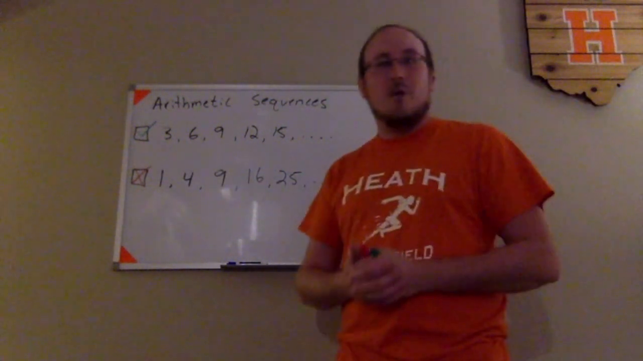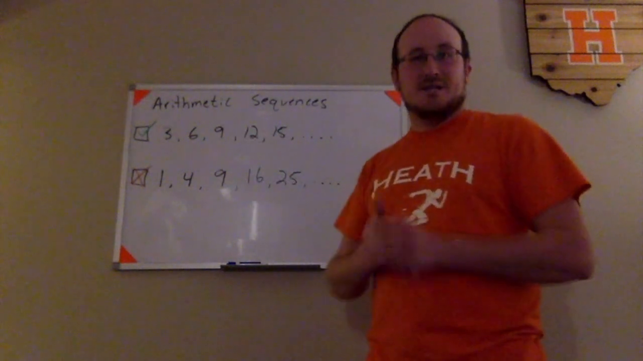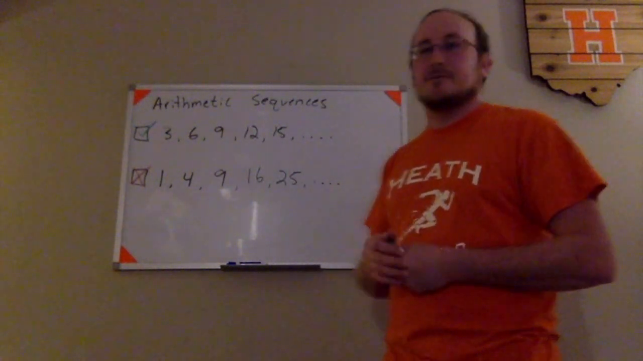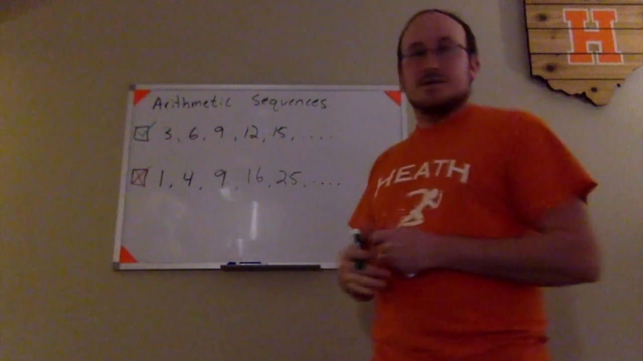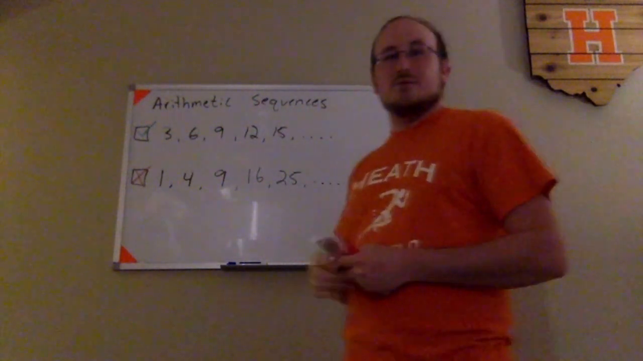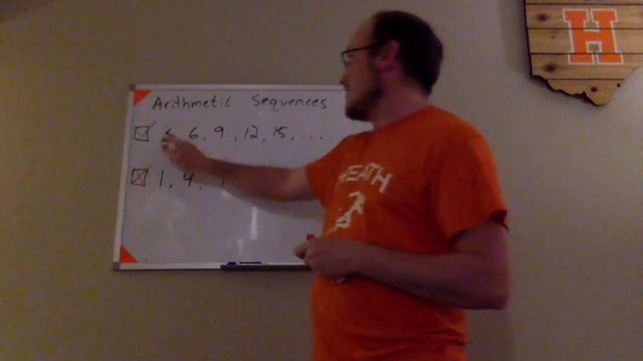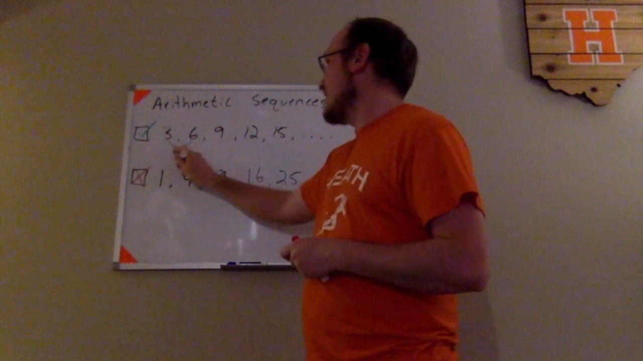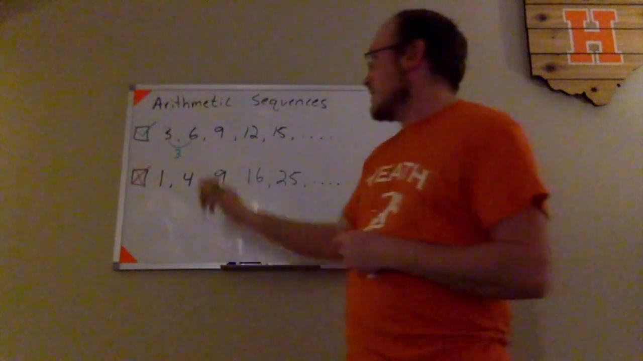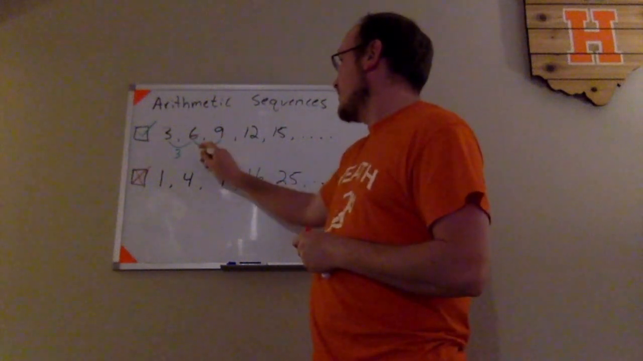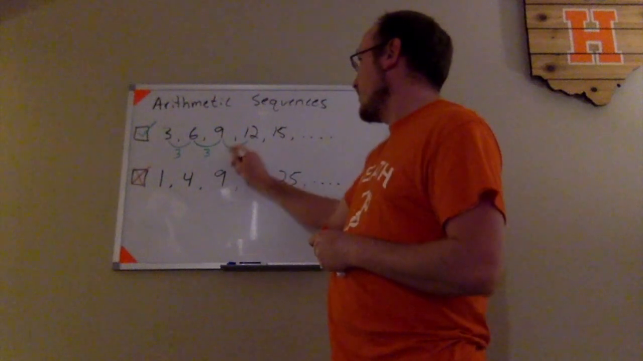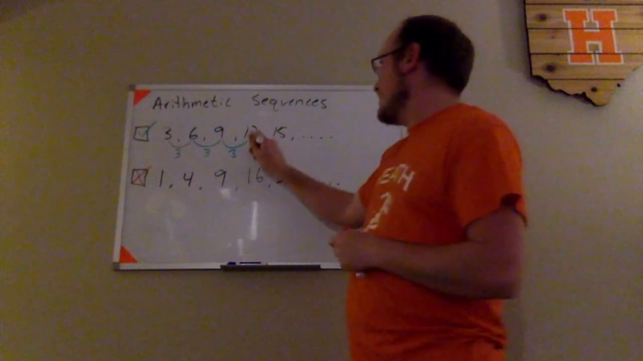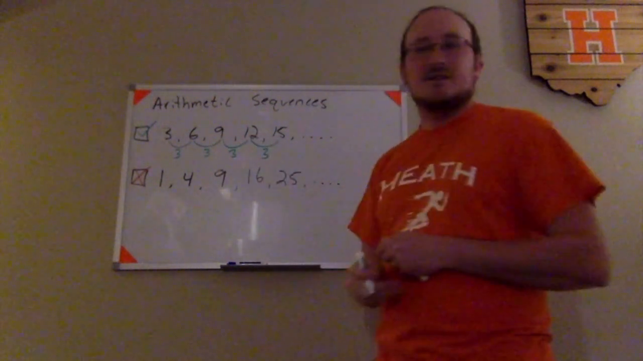But let's talk about why the first one is an arithmetic sequence and what we're looking for to determine if it is an arithmetic sequence. So when I look at this first sequence, I'm looking at the difference between the terms. To go from the first term to the second term, I have a difference of 3. And from the second term to the third term, I also have a difference of 3. From the third term to the fourth term, I have a difference of 3. And from the fourth term to the fifth term, I have a difference of 3.